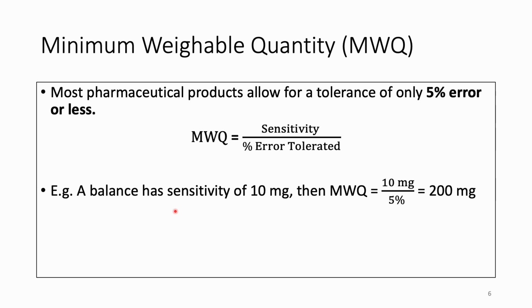For example, if a balance has a sensitivity of 10 mg, then the minimum weighable quantity will be equal to the sensitivity, 10 mg, divided by the percentage error tolerated, and commonly that is 5%. So 10 mg divided by 5% will be equal to 200 mg. So that means for any balance with a sensitivity of 10 mg, the minimum weighable quantity is 200 mg to ensure that the error will be a maximum of 5% or less.